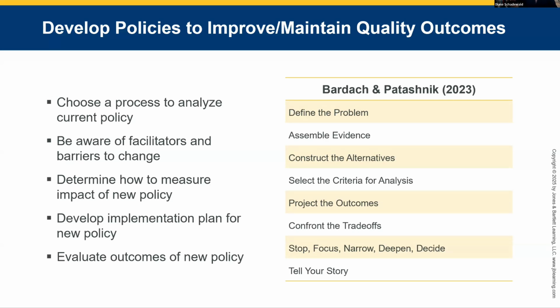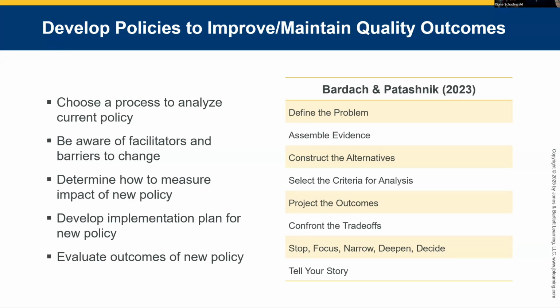So you want to choose a process to analyze current policy. You want to be aware of facilitators and barriers to change. We could think back to Lewin's change theory, right? That there are facilitators and barriers to change. And you want to determine how to measure the impact of the new policy. Because if you don't have a way to measure the impact of the new policy, you aren't going to know whether it's successful or not.